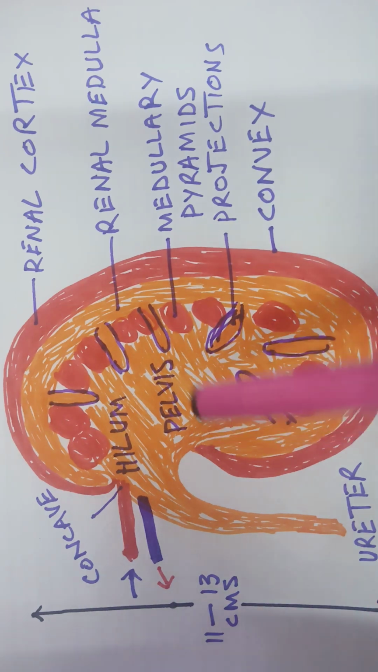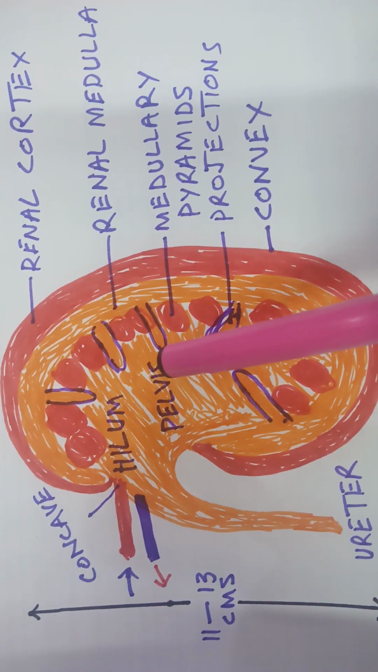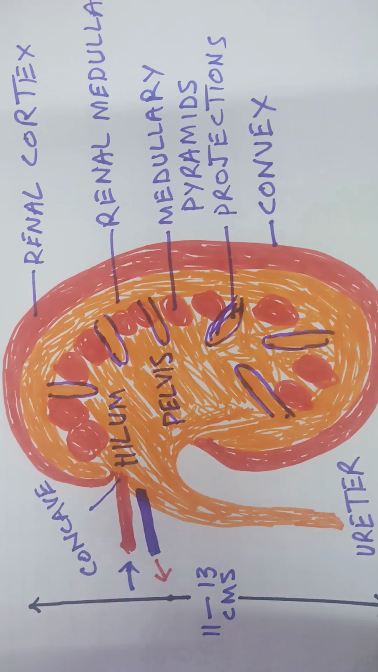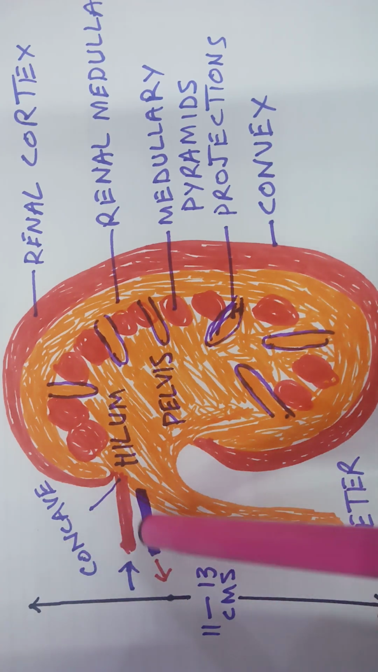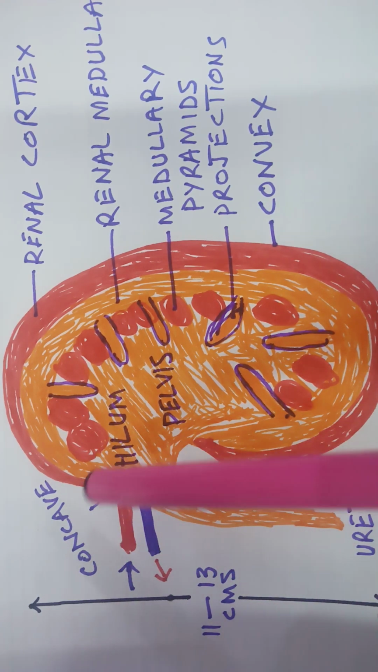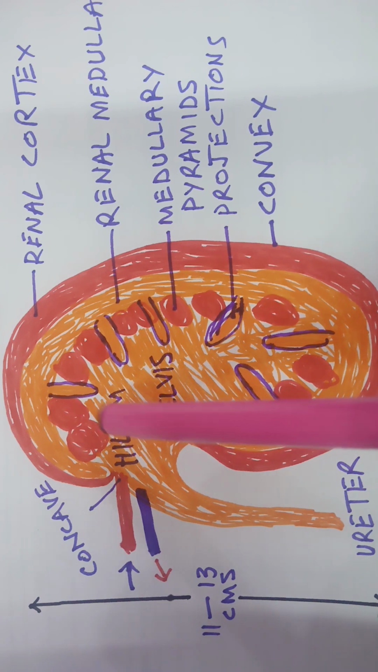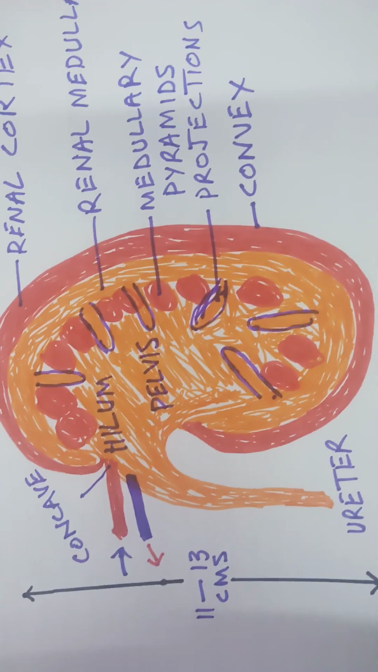The pelvis is the region where the urine is collected, and the hilum is a space through which the arteries and veins enter. The renal artery supplies the blood, while the renal vein carries the blood away. Kidneys are mostly 11 to 13 centimeters long.